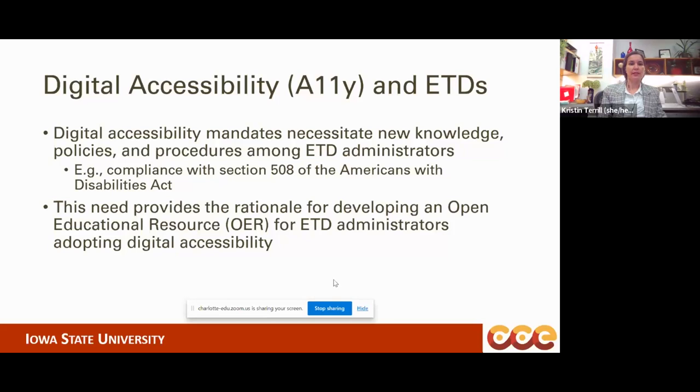So our policy at Iowa State University links to a law called Section 508, which is a portion of the Americans with Disabilities Act. Iowa State University is obviously in the United States, and so we need to comply with US laws, and that's where Section 508 comes from. Section 508 says that any federally funded electronic technology has to be accessible according to the standard of WCAG, the Web Content Accessibility Guidelines. So those are the standards, and the law is Section 508.